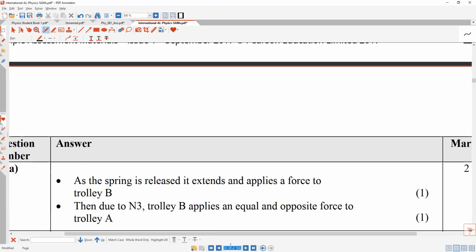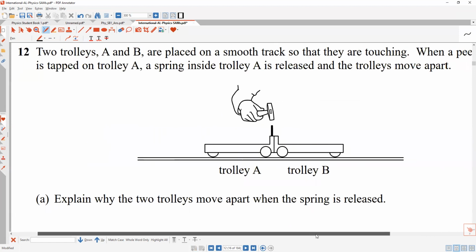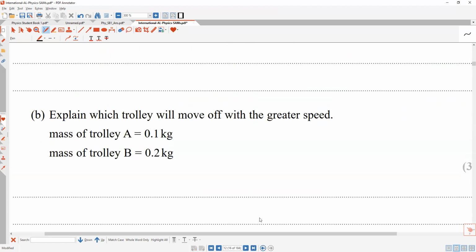Okay, open 12. Write 12. Okay, so explain why the two trolleys move apart when the spring is released. Now, let's see, you can do this one. It's a 3 marker question. Explain which trolley will move off with a greater speed.